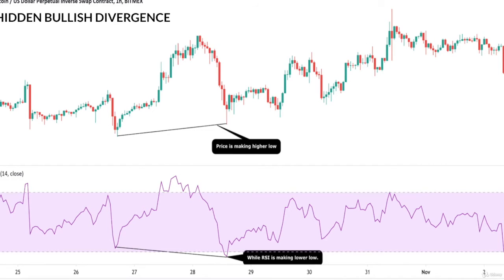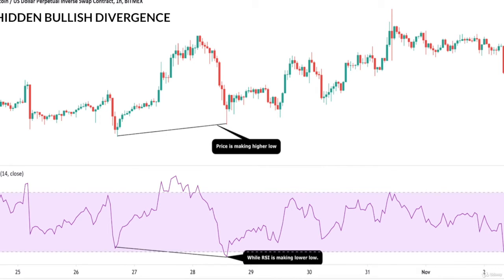This is the Bitcoin in the US dollar chart. See, the price action is forming higher low. This is the higher and this is the low. And the RSI relative strength index is forming lower low, which indicates a hidden bullish divergence and a buy signal. It is very simple, guys. People have made this so complicated. I am explaining in the most simple form, so there is no need to get confused. This is the higher low and this is the lower low on the RSI, which indicates a buy signal, and you can see the price rallied upwards after that.